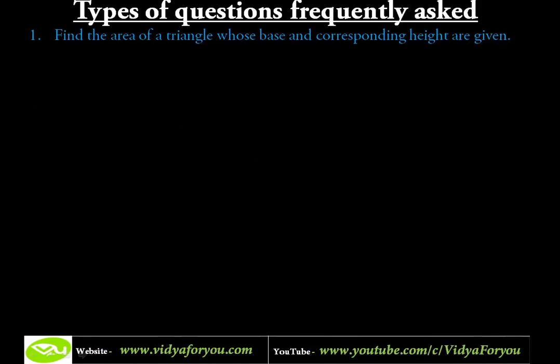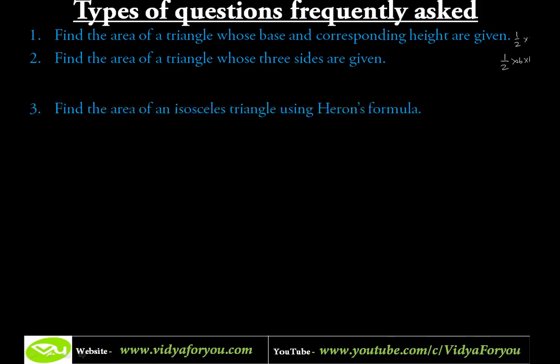First is find the area of a triangle whose base and corresponding height are given. This is very simple. We already know, we can use half into base into height. Next is find the area of a triangle whose 3 sides are given. So we can use Heron's formula directly.